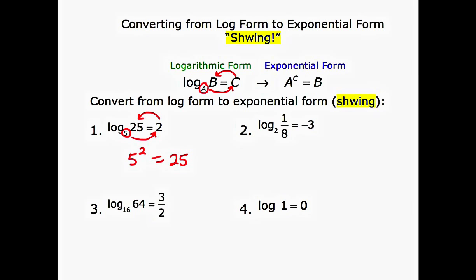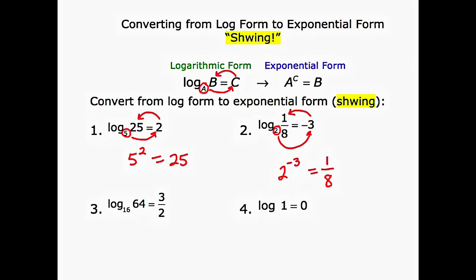Moving to example 2, we read log of 1/8 base 2 is equal to -3. To write this in exponential form, we'll start at that little base of 2, we'll swing up to the right towards the -3, and then we land at 1/8. So having done the swing, we get 2 to the -3rd is equal to 1/8.